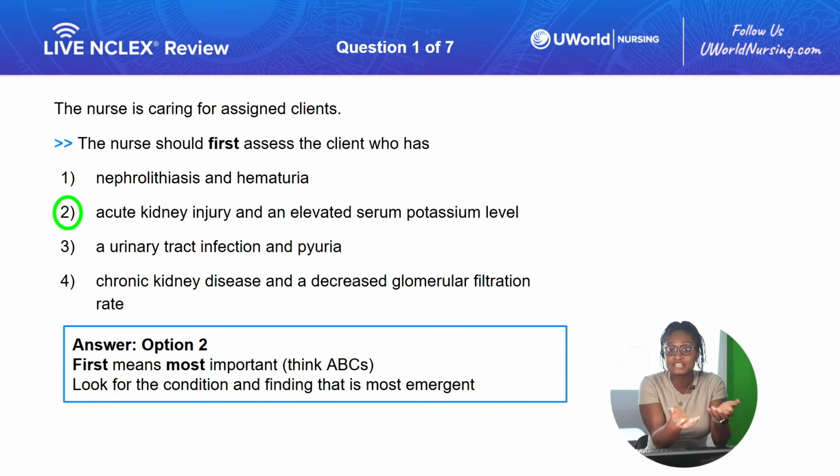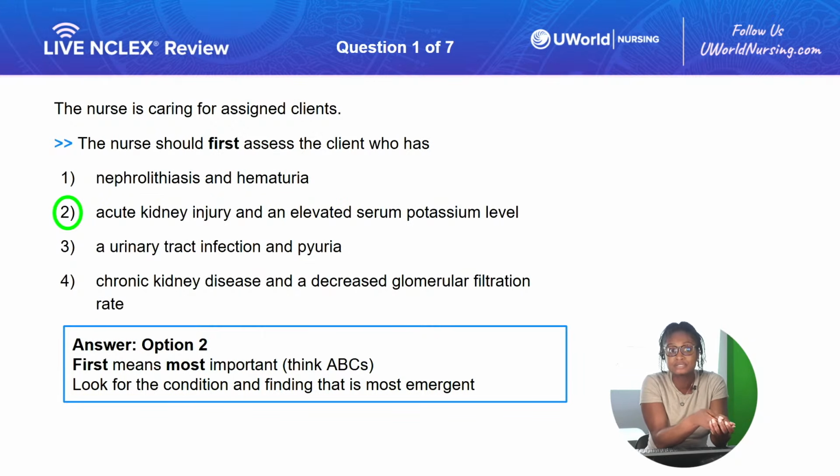So yes, we know with acute kidney injury, your electrolytes get out of whack and a little out of balance. With the elevated serum potassium level, we know potassium very quickly can cause heart arrhythmias and cardiac problems. So we need to treat the elevated potassium level very quickly so we don't run into more problems. This is a complication of acute kidney injury that needs to be assessed and corrected so more complications don't happen. Options 1, 3, and 4 are all expected findings that could probably come with the disease process.